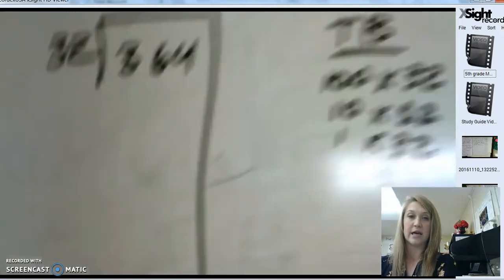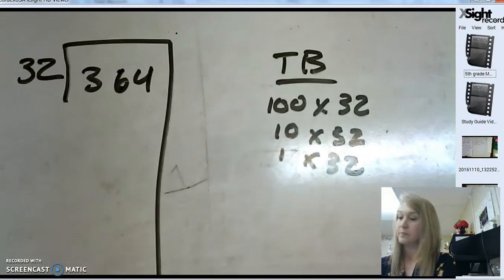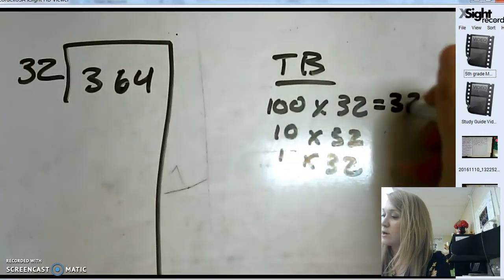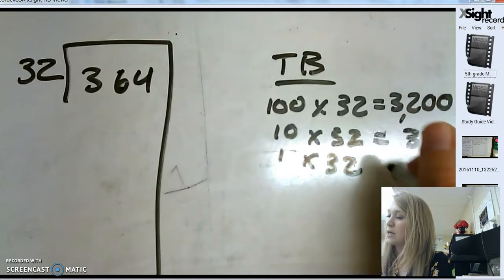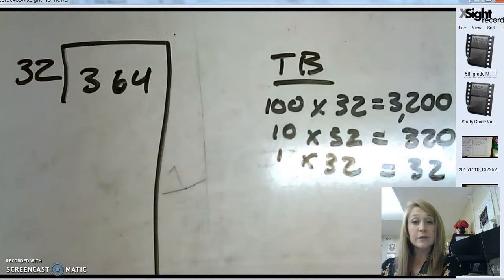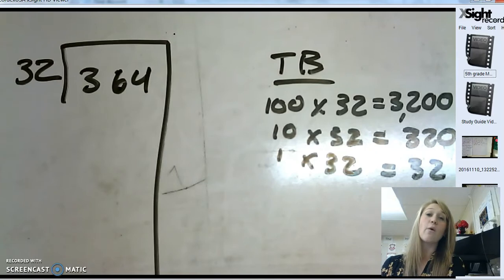All right, so I got to finish setting up this think box over here. So that is 3,200. That is 320, and that is 32. Using friendly numbers is the way to go. Put your number on the outside and your answer below.